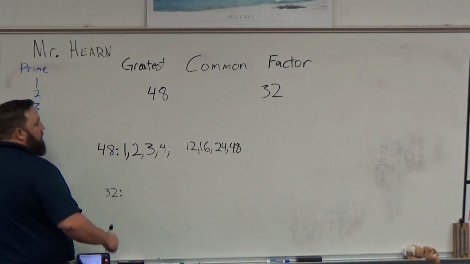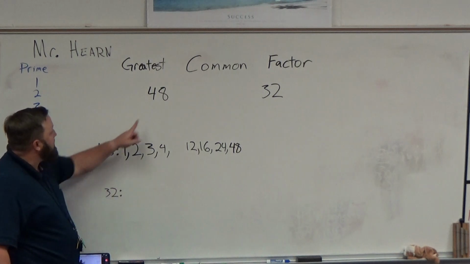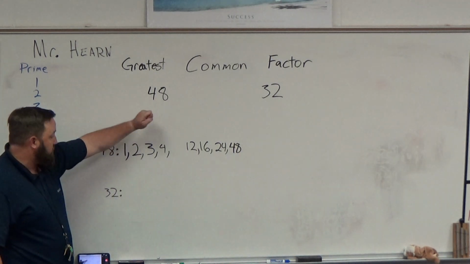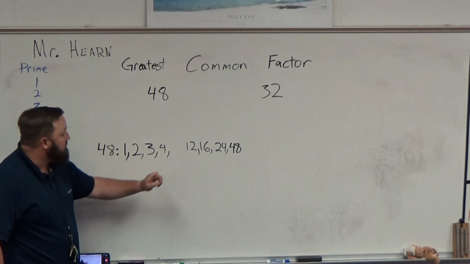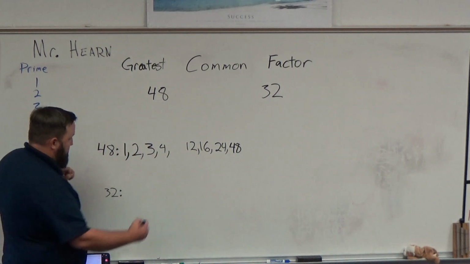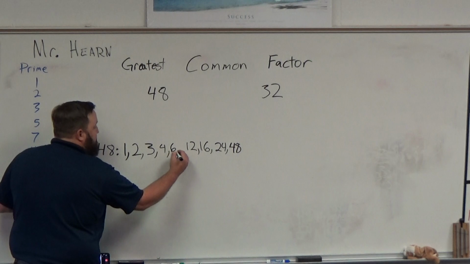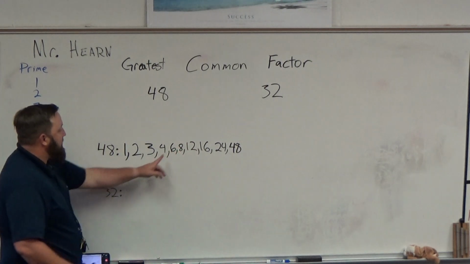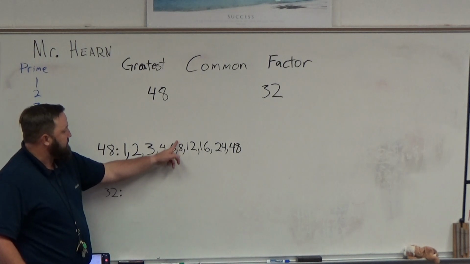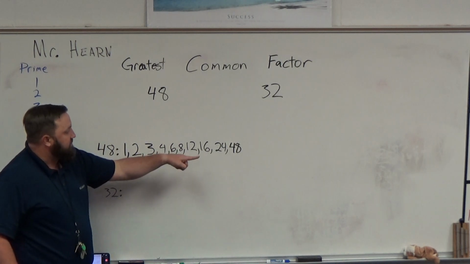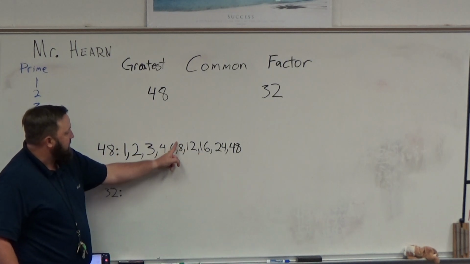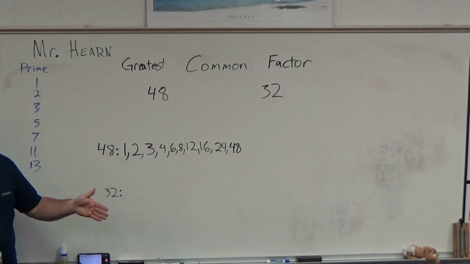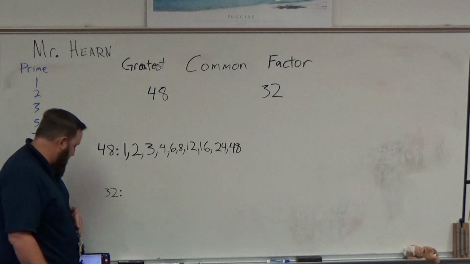How about 5? Well, 48 doesn't end in a 0 or a 5, so 5's not going to work. Notice I'm going down the line. How about 6? Yep, 6 will work. 6 times 8 is 48, right? How about 7? Because 7 comes in between these two numbers. 7 times 7 is 49, that's over 48, so 7's not going to work, and then I'm at 8. So now I've completed my factor set for the number 48.